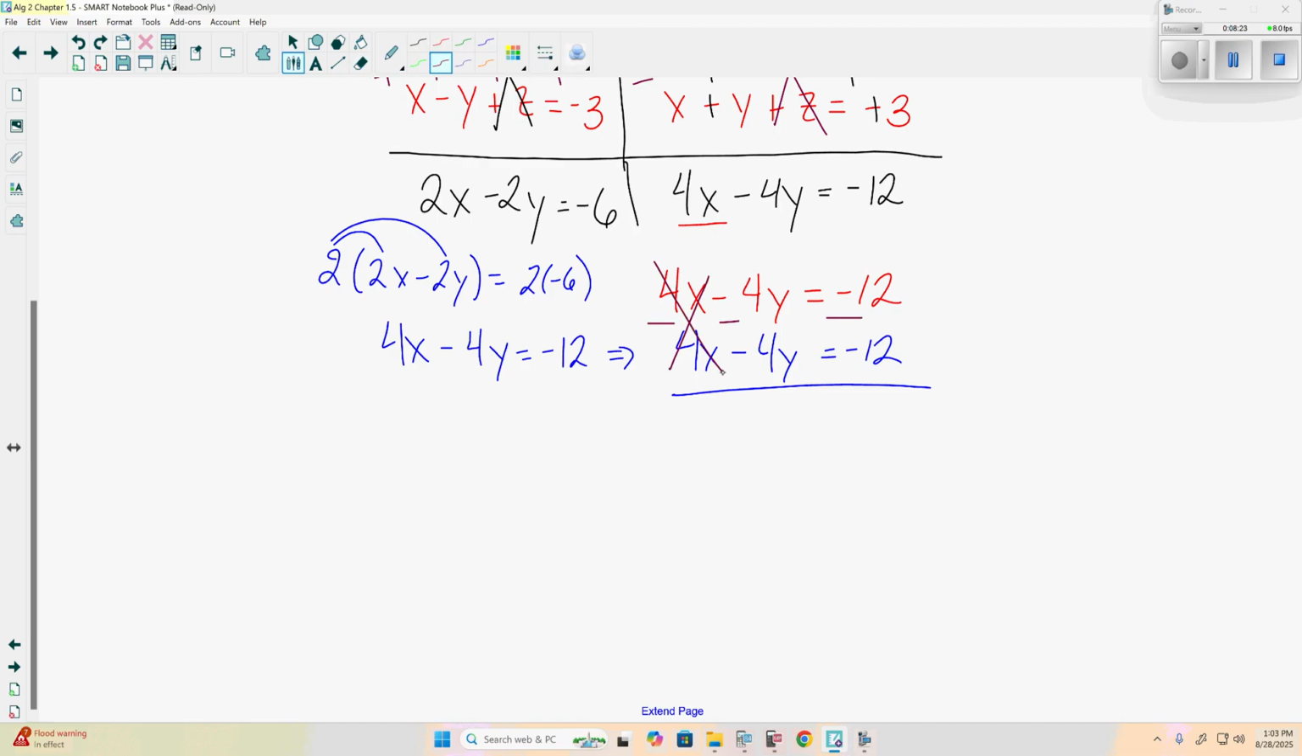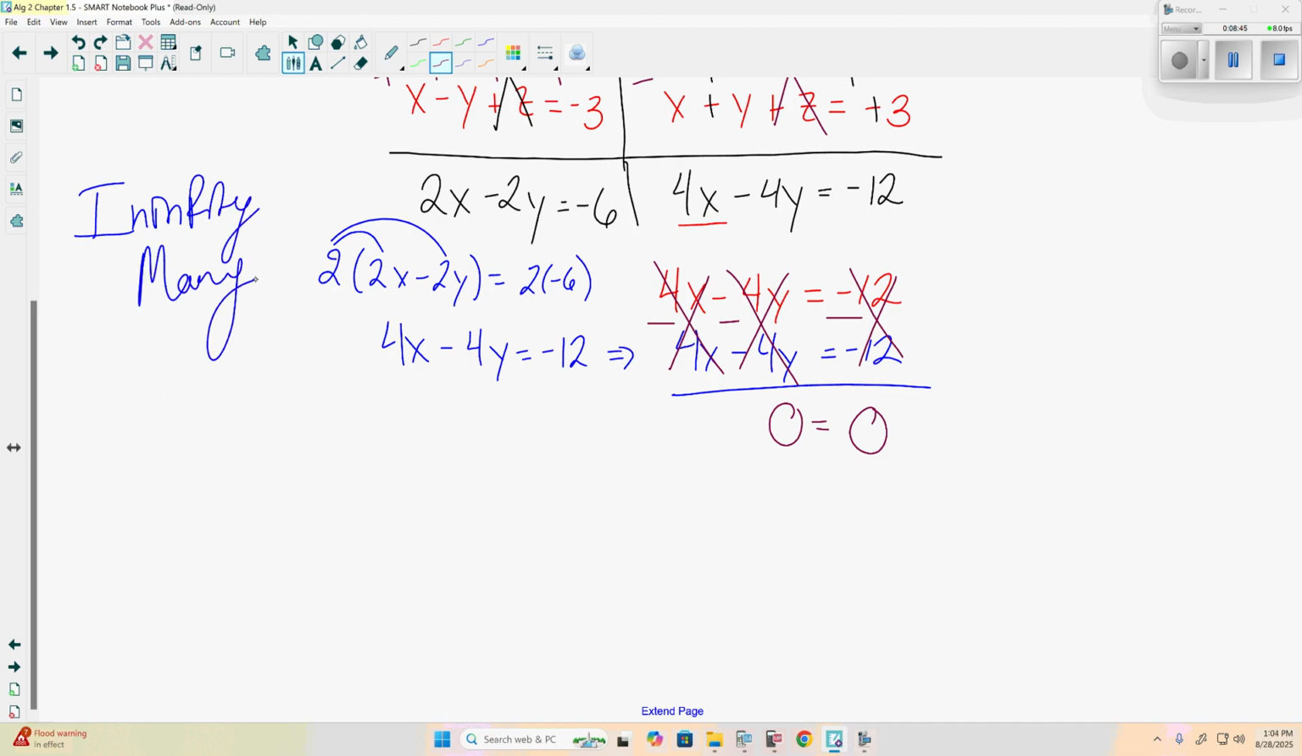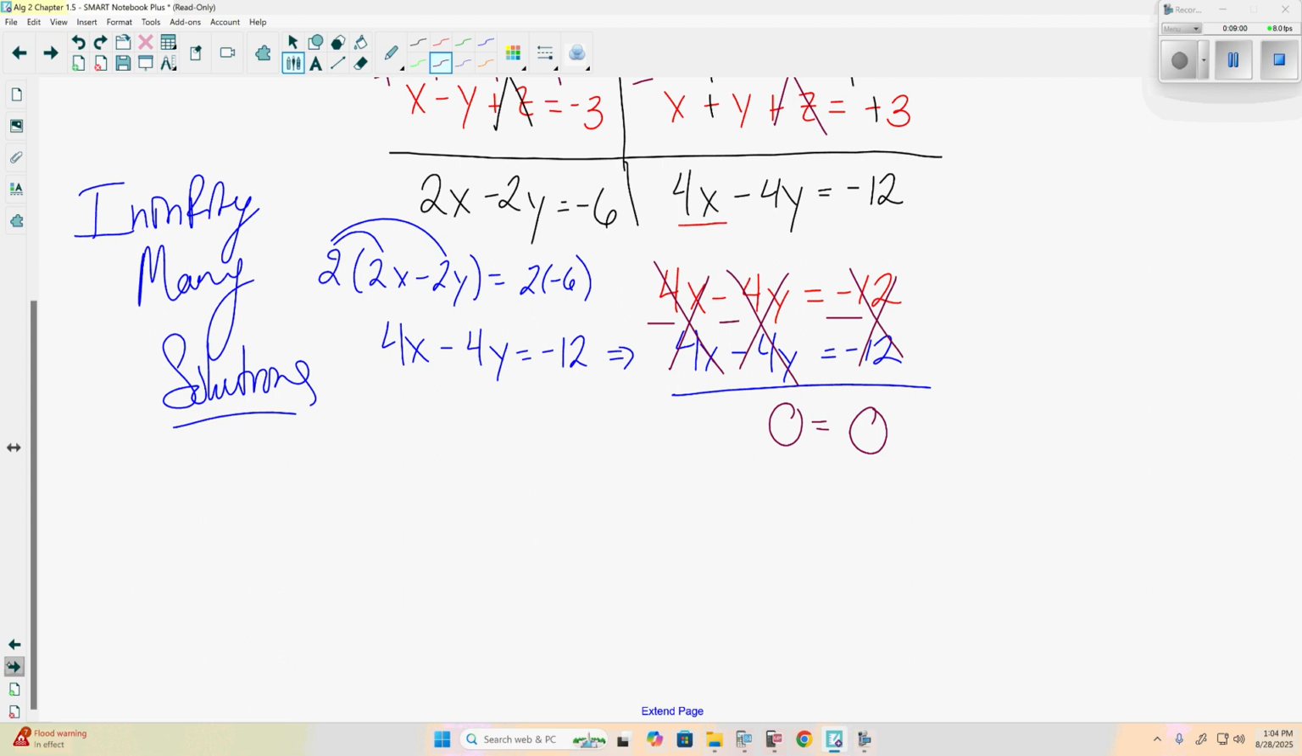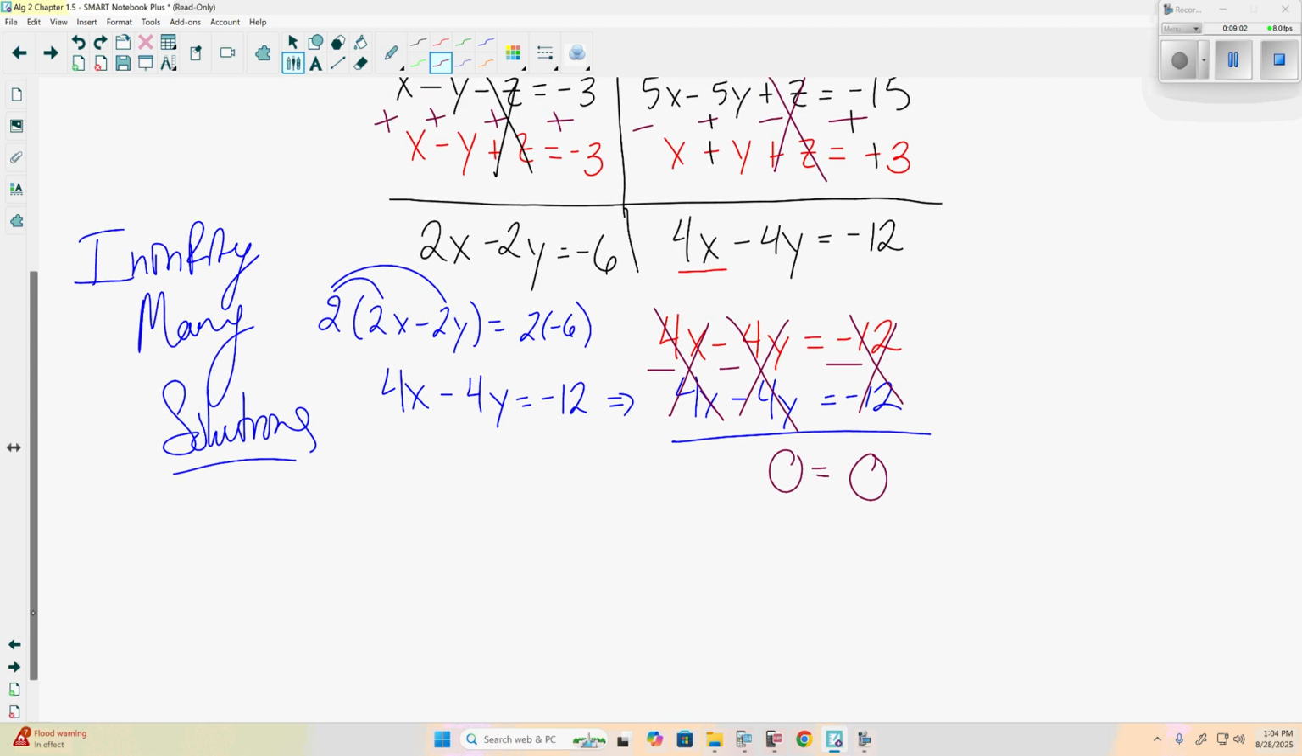4x minus 4x is 0, yes? Negative 4y minus negative 4y is 0. Negative 12 minus negative 12 is 0. Is that a true statement? So there are infinitely many solutions. There are infinitely many solutions for this here.